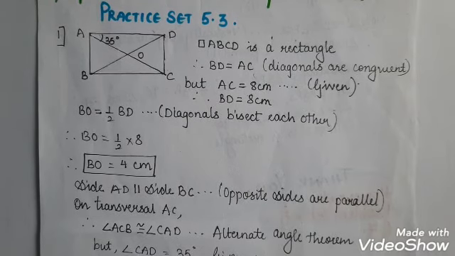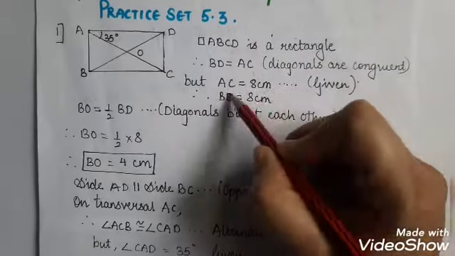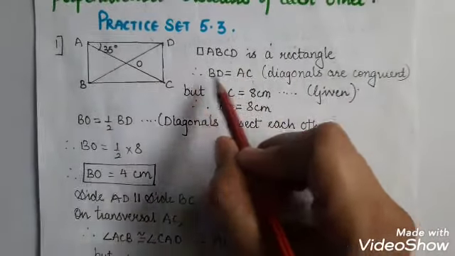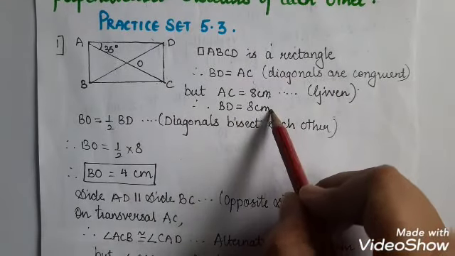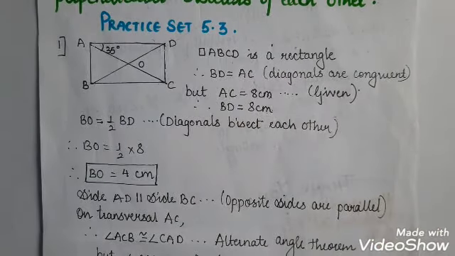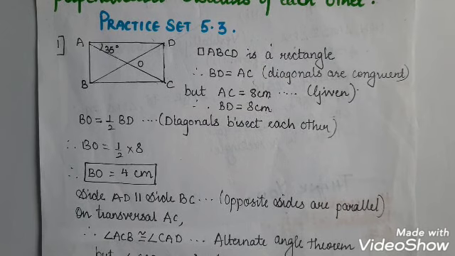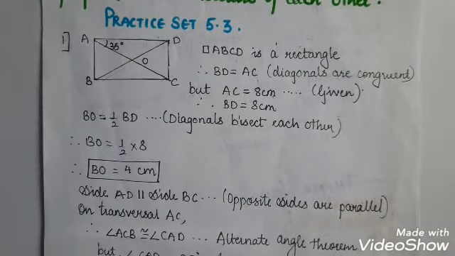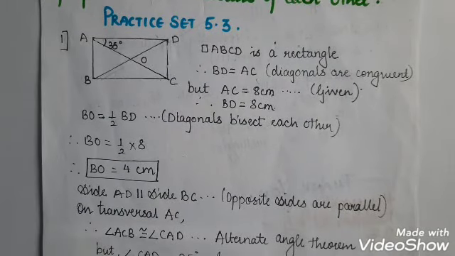If AC is equal to 8 centimeter, AC is given as 8 centimeter. So if AC is 8, we can say BD is also 8 because they are equal, right? Then find the length of BO. I have to find the length of BO. If angle CAD is 35 degree, then find the measure of angle ACB.